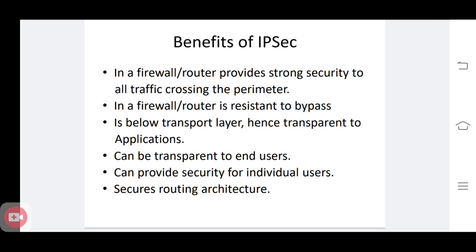Actually, it is below the transport layer, hence it's transparent to applications or users. So the third and fourth points: it is below the transport layer, so they are transparent to applications as well as the end users. Also, it provides security for individual users, and it secures the routing architecture. What is routing? Routing means the way in which the data is transmitted through the network. That routing mechanism, or the routing architecture, is secured by the IPsec protocol.